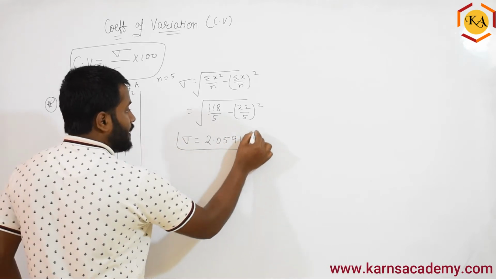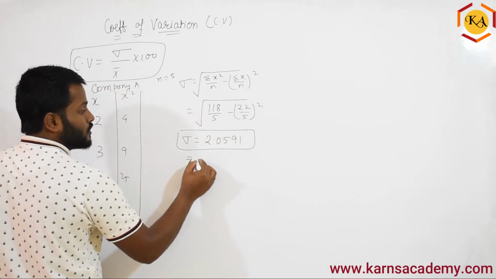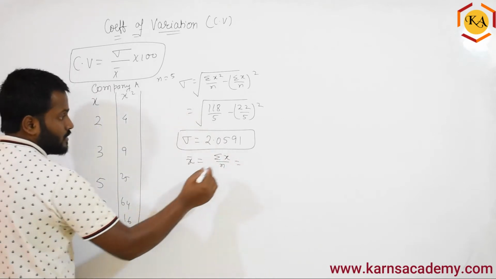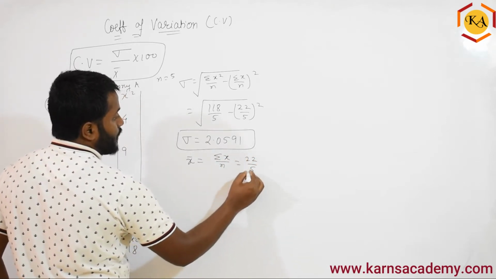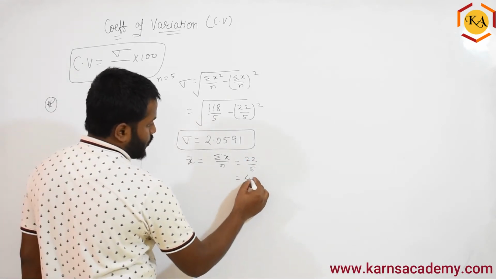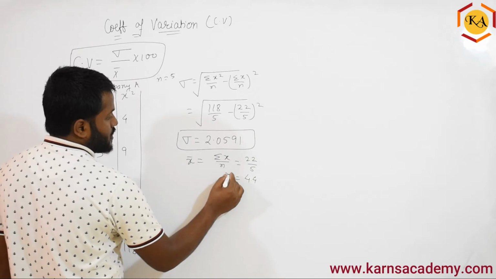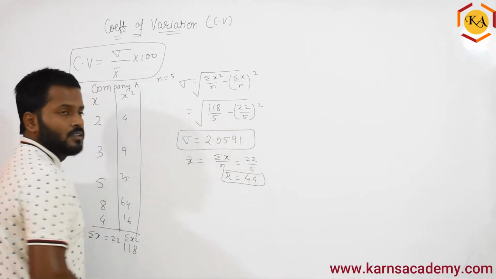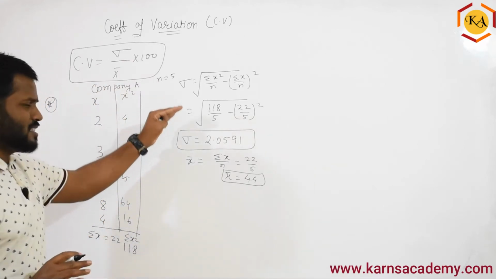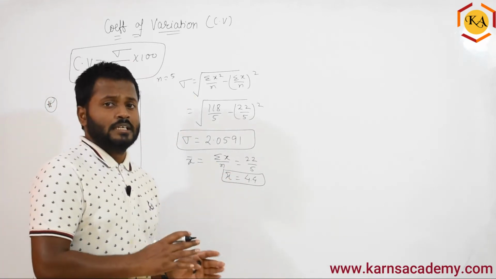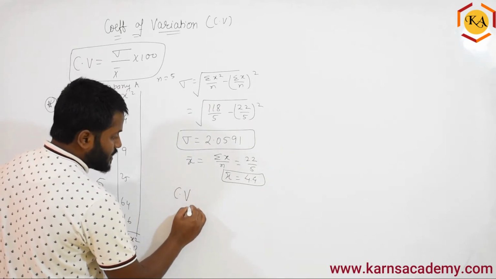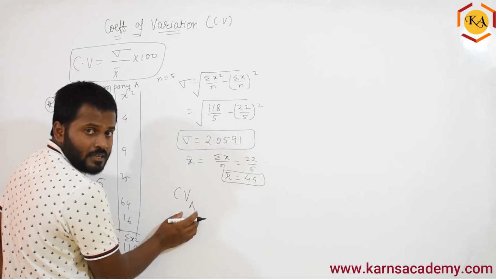If you solve this, you will get standard deviation as 2.0591. Then what next? You need the mean. Mean is nothing but summation x by n, so summation x is 22 by 5, which gives 4.4. So this is your x bar, right? Up to now all of you are comfortable, I hope, because this is the basic thing we have been learning throughout this chapter: mean and standard deviation. Next I am finding CV for company A.